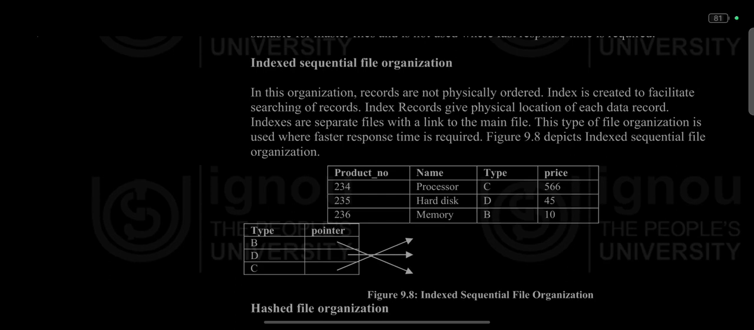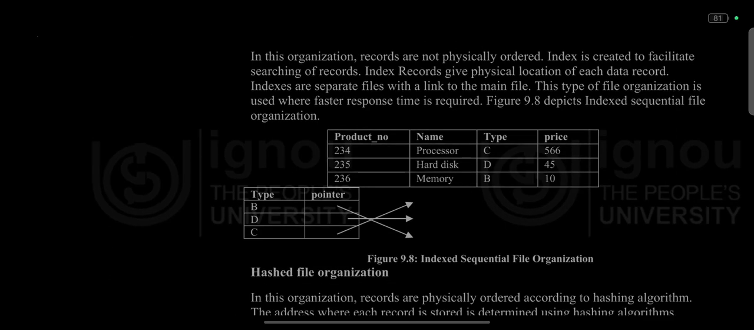Indexed sequential file organization. In this organization, records are not physically ordered. An index is created to facilitate searching of records. Index records give the physical location of each data record. Indexes are separate files with a link to the main file. This type of file organization is used where faster response time is required. Figure 9.8 depicts indexed sequential file organization, with product number, name, type, and price. So here you can see an indexed sequential file organization.